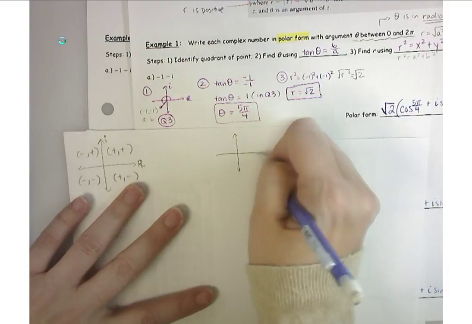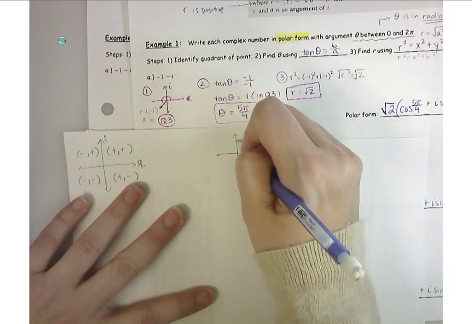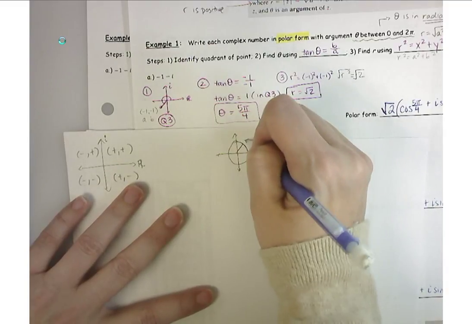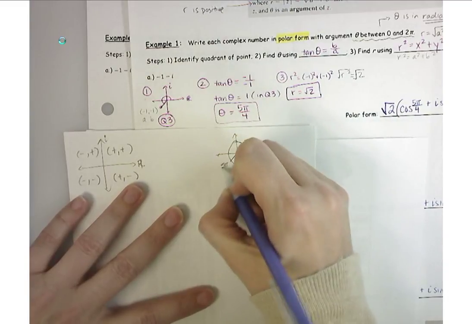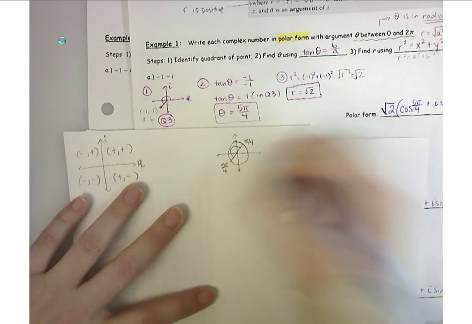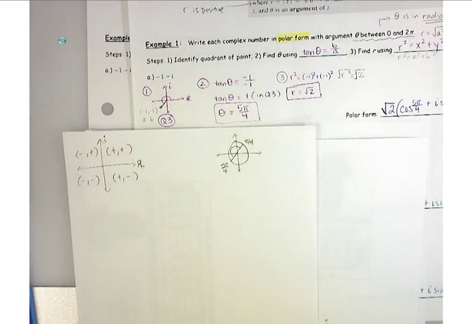In quadrant 1, and we know it's what in quadrant 1? At pi over 4. Now, here's pi over 4, here's 5 pi over 4. What is the distance between pi over 4 and 5 pi over 4? Pi. So if you were to add pi to pi over 4, you would get 5 pi over 4.